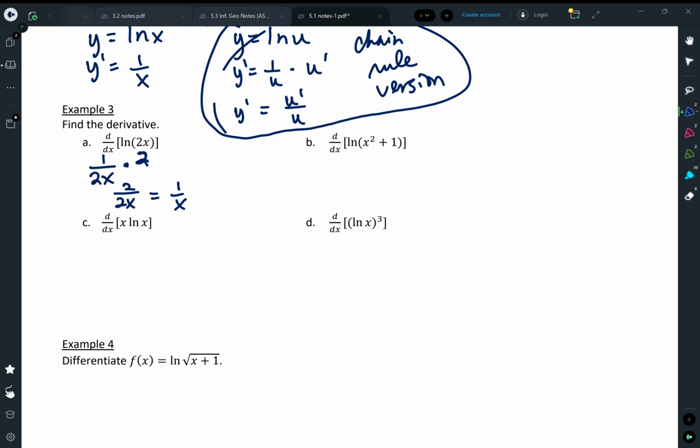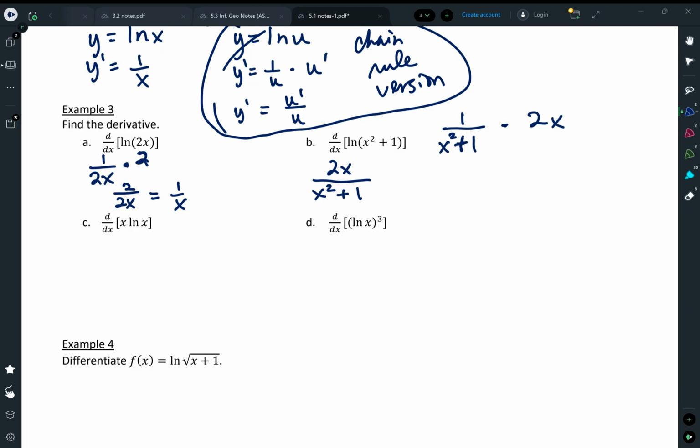So in part B, what I would do is I have natural log of all this stuff. So the x squared plus 1 is going to go in the denominator, and in the numerator is just going to be the derivative of x squared plus 1, which is a 2x. And that's easier than writing 1 over x squared plus 1 times the derivative of the inside, which is a 2x, right? And then multiplying. So I really feel like the chain rule version of this one is the one we want to use.